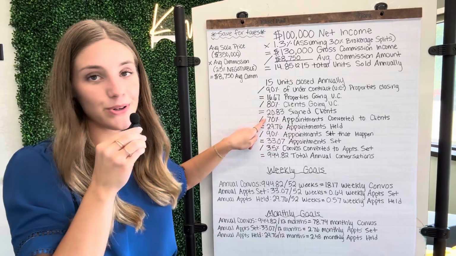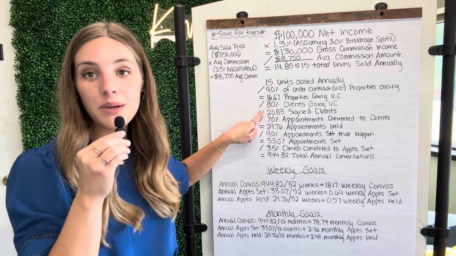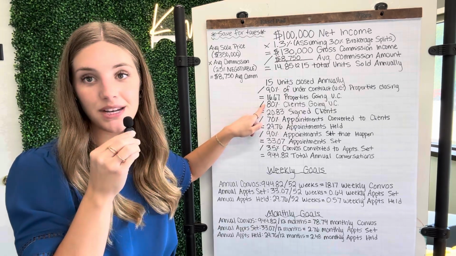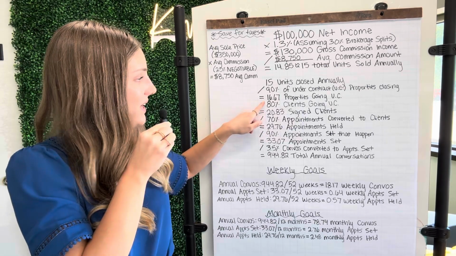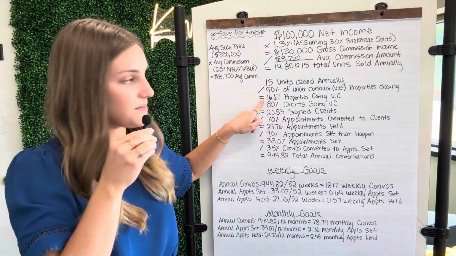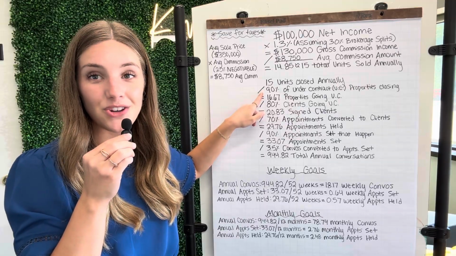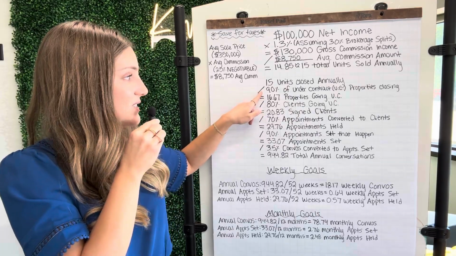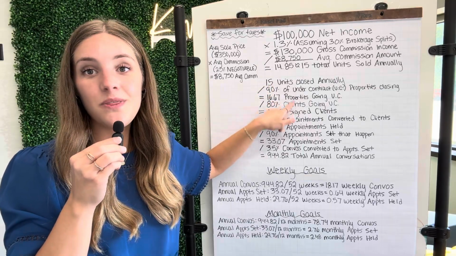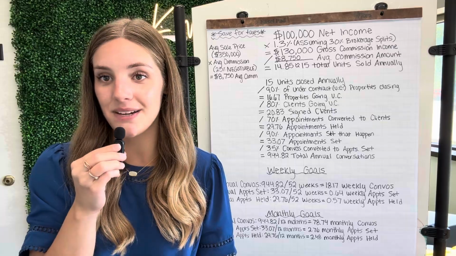And if 70% of those appointments turn into clients, then you will have 20.83 signed clients. If 80% of those clients go under contract, then you will go under contract 16.67 times. And if 90% of those properties that are under contract actually close, guess what? You're going to close 15 units annually. So this is how we figure out the metrics that you want to build your business on.